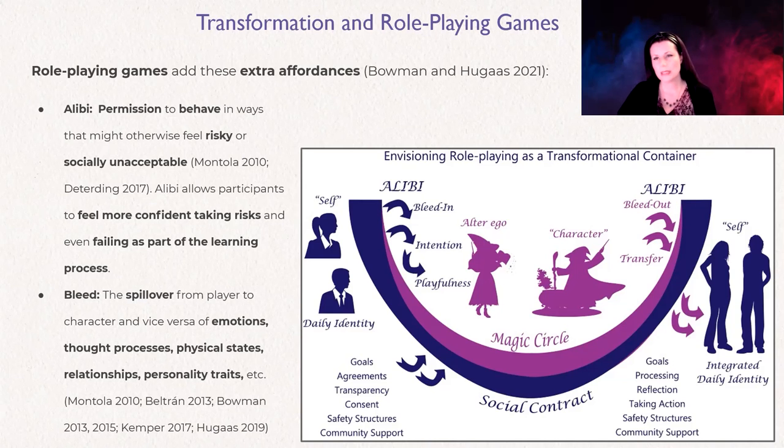And then either we experience bleed out, so it emotionally impacts us outside of the game, or there's some sort of transfer that occurs, maybe knowledge that's gained within this magic circle then comes out and is integrated into one's daily life in some way. But the idea here is that the identity can shift, meaning our sense of self can shift as a result of these kinds of transformational experiences. And often what can help support that are, again, having goals, processing and reflection, and then taking meaningful actions on our goals. So it's not enough to simply have had a really interesting experience at a game or a really profound experience at a game. Sometimes it's taking action to move forward, to make change more concrete. And then again, that is supported by safety structures and community support.